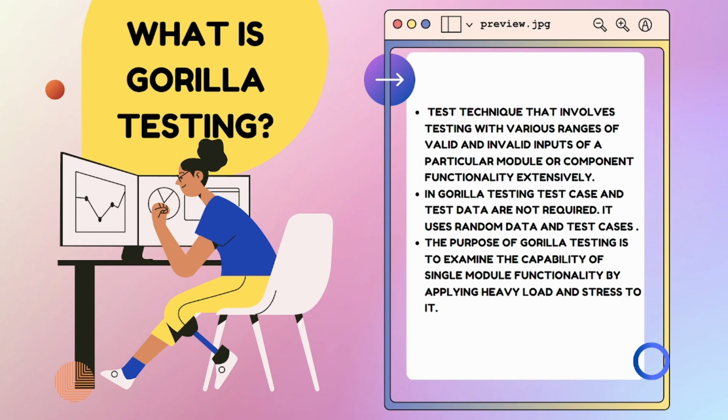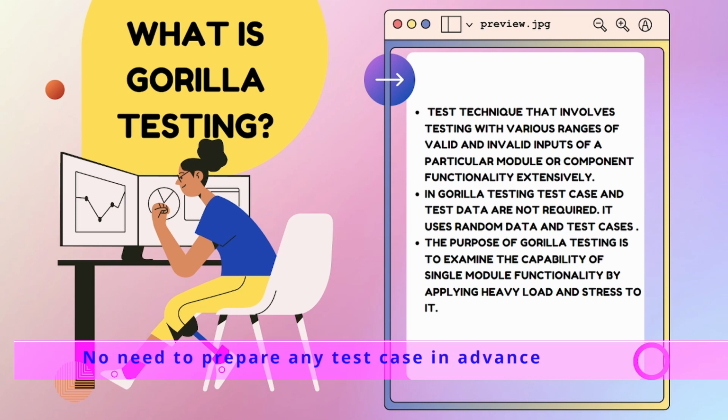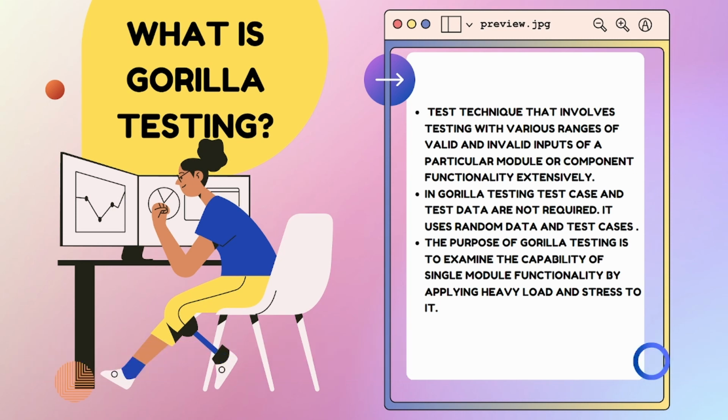So this is a technique that involves testing with various ranges of valid and invalid inputs. And in Gorilla testing, test cases and test data are not required. It is just random testing. The purpose of this testing is to examine the capability of a single module or some modules' functionality, applying heavy load on it, and how it is performing. So whether it is monkey testing or Gorilla testing, there are no predefined test cases and all the inputs are random, as we discussed.